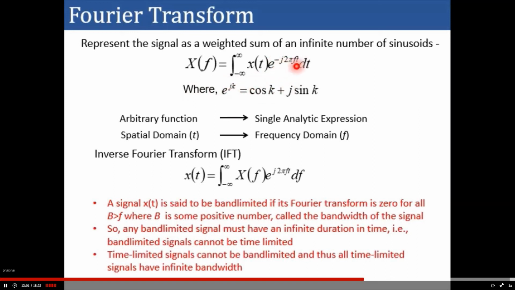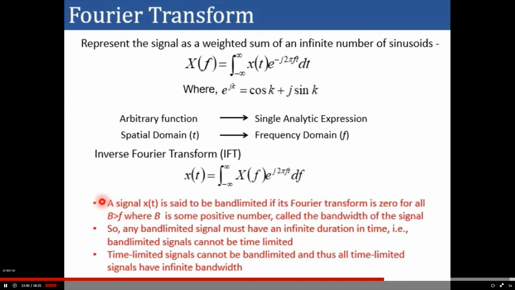x(t) is the signal, where e to the power j k, if we write in this form, is nothing but cos k plus j sin k, called the Euler representation. What does the Fourier transform do? It transforms an arbitrary function into a single analytic expression. The spatial domain t is converted into the frequency domain. The inverse Fourier transform, that is IFT, can be written as x(t) equal to the integral from minus infinity to infinity of X(f) e to the power j 2 pi f t df.